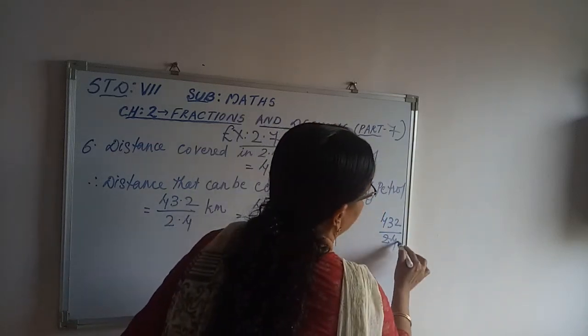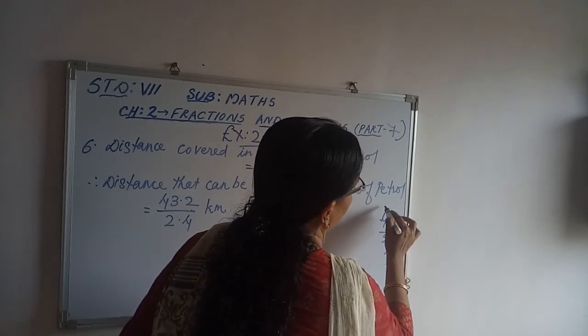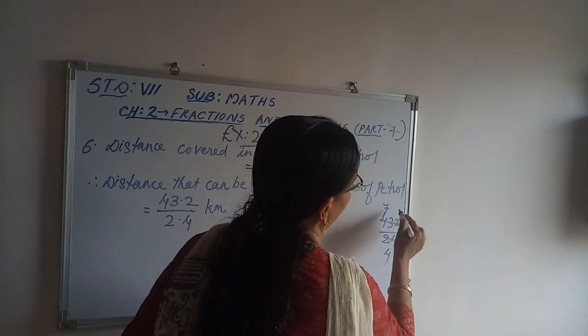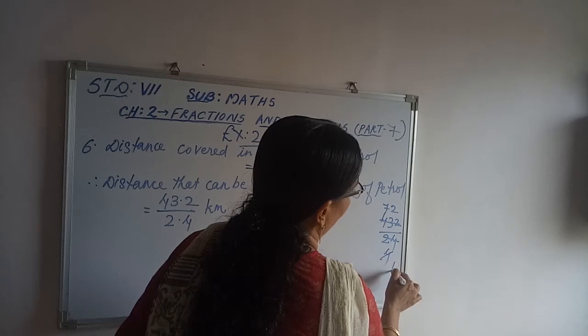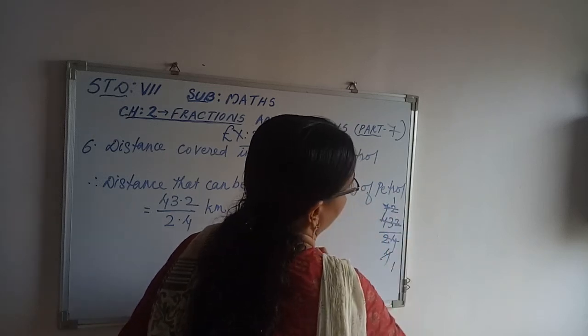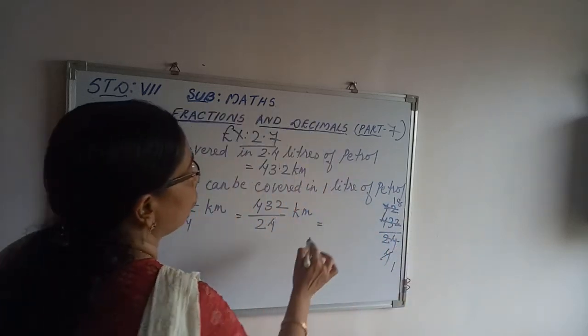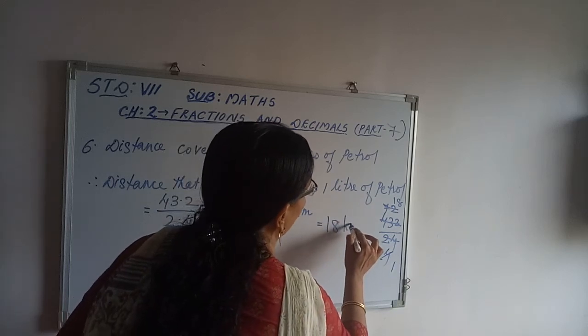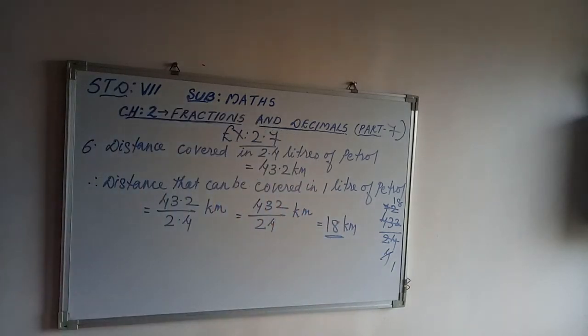Okay. 6 fours are 24. 6 sevens are 42, and 2 sixes are... 24 ones are 18. Okay. So what's the answer? 18 kilometer. Is that clear?